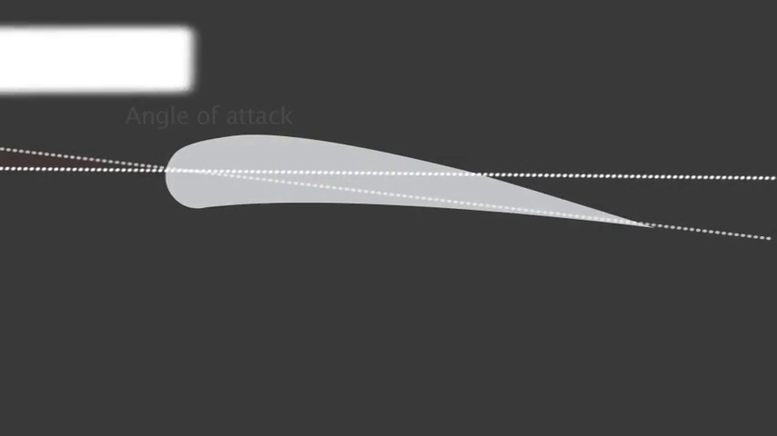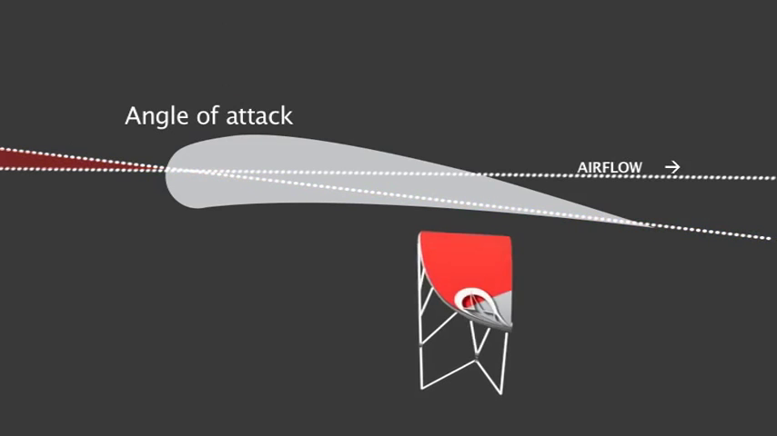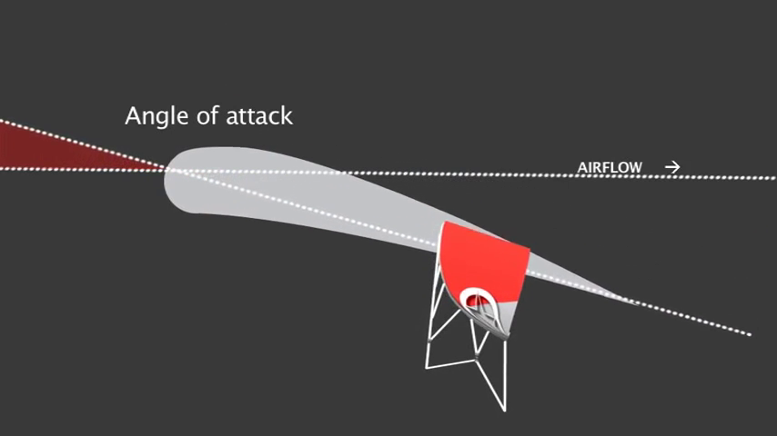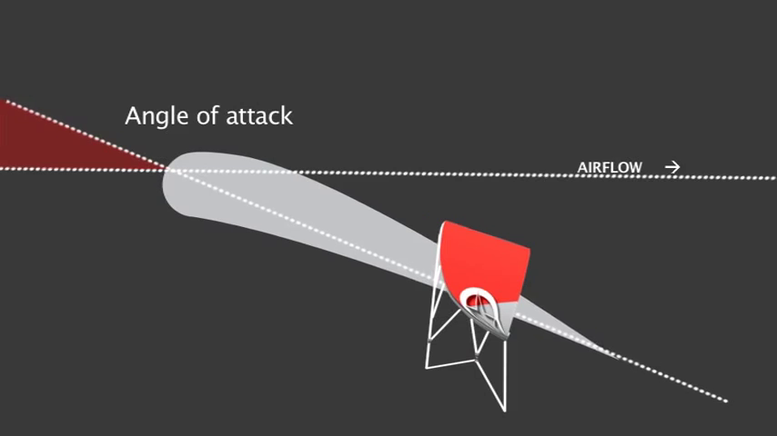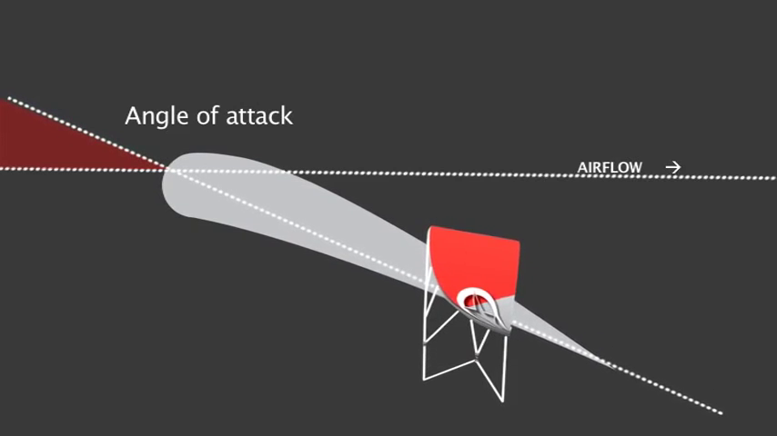The angle of attack. The angle of attack is the angle between the airflow direction and the wing profile or chord. This may be modified by pulling on the bar. The more I pull, the more the angle of attack will increase. When I push the bar, or depower the kite as it is called, the angle of attack is reduced.